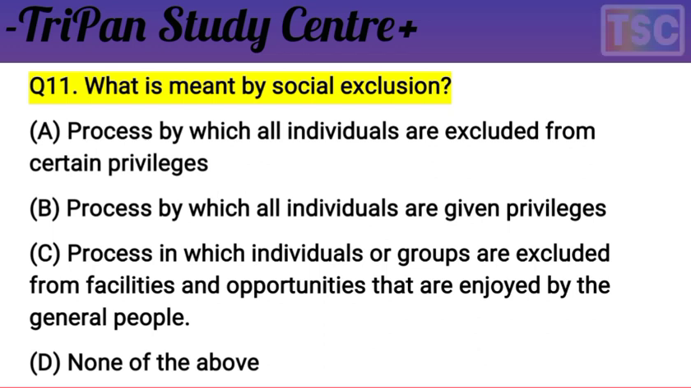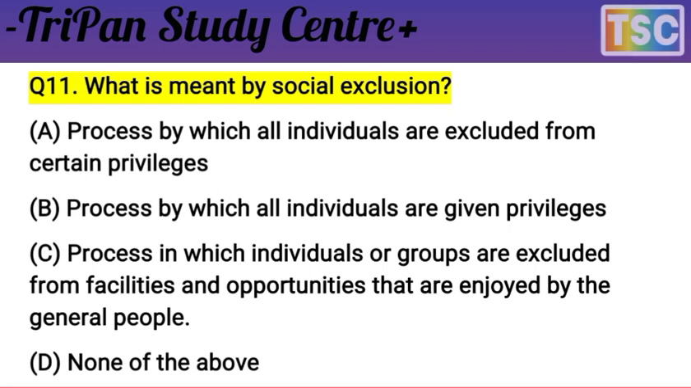The options here: option A, a process by which all individuals are excluded from the privileges; option B, a process by which all individuals are given the privileges; option C, a process in which individuals or groups are excluded from the facilities and opportunities enjoyed by the general people; and option D, none of these.